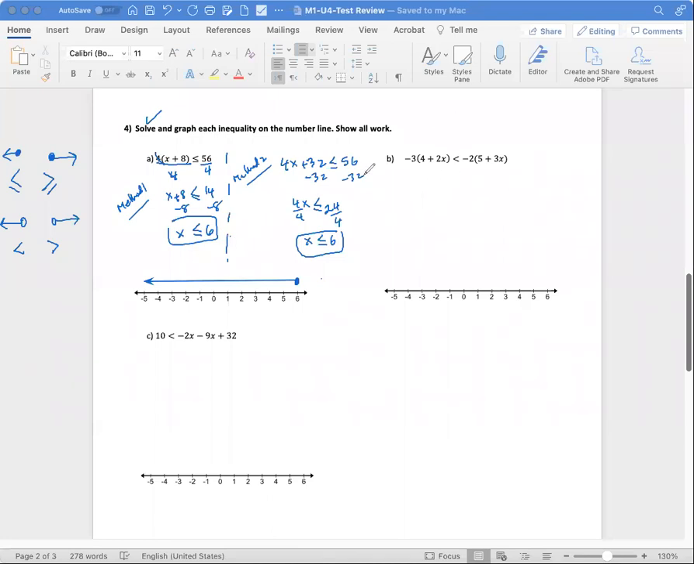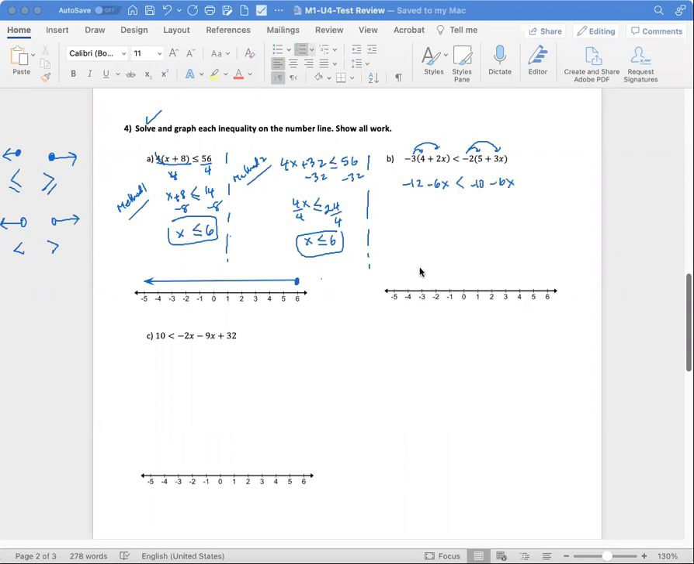Now, part B, and I'm going to separate again. Part B, again, you have an inequality. So you're going to distribute the negative 3 in, and you're going to distribute the negative 2 in. This will give us negative 12 minus 6x, careful with distributing negative, is less than negative 10 minus 6x.